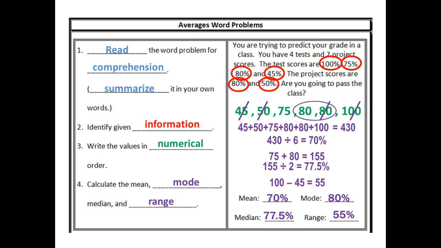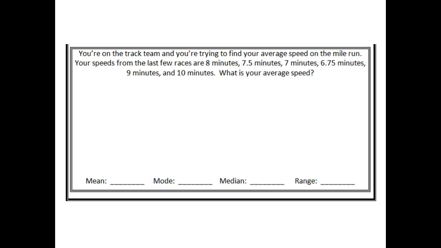Your mean score, which is what most class grades are graded on, is 70%. Your mode score is 80%, and your median is 77.5%. So it does not matter which version of the average your teacher is using, you're going to end up passing the class. Let's try an example problem together.